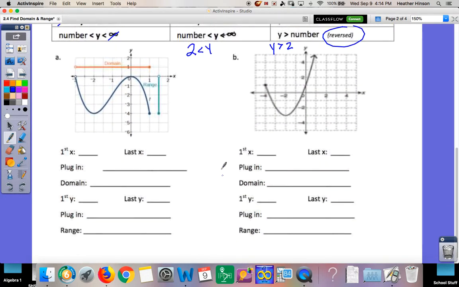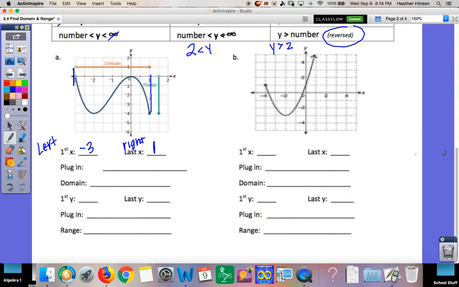So let's try one. On A, our first is x. For x, we're going to go left to right. For the first x on the left, it hits right here. That is going to be -3. On the right, this point over here, the very right point, I'm going to drag it up to my x so I know where I'm hitting it. It's hitting at 1. So no infinities, no arrows, none of that.